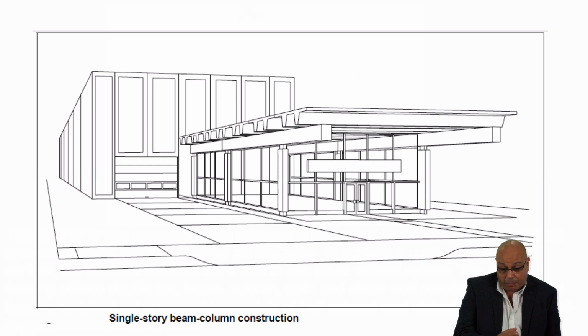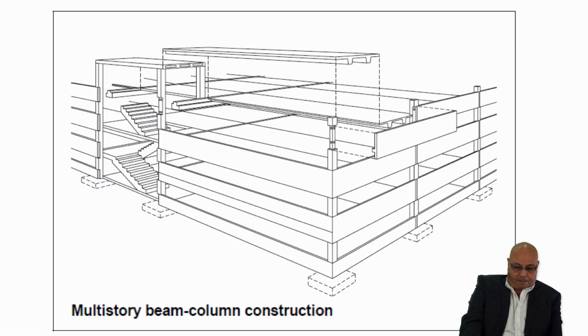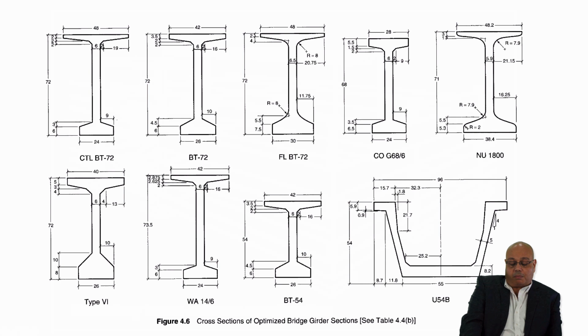So I just wanted to show you the great accomplishments that the designers have done as far as prestressed concrete. For that building, for instance, the roof is prestressed concrete and is supported on girders, and the girders are prestressed concrete supporting columns that are also prestressed concrete. So the whole entire structure has prestressed concrete in that single-story beam column construction. Also in the multi-story beam column construction, as you can see here, you have prestressed concrete, especially in parking garages.